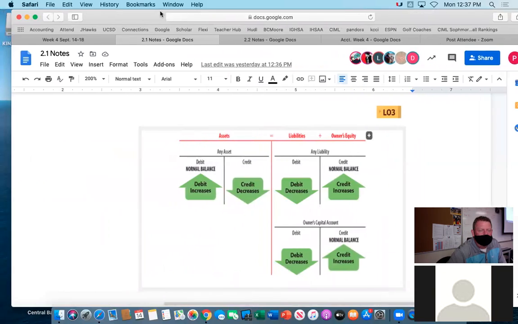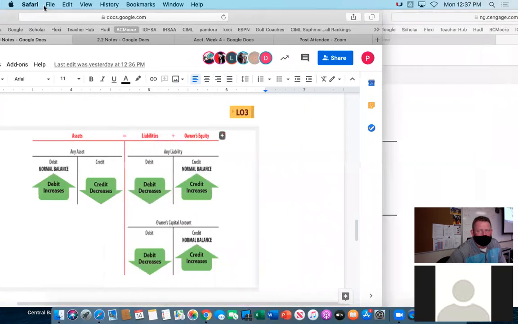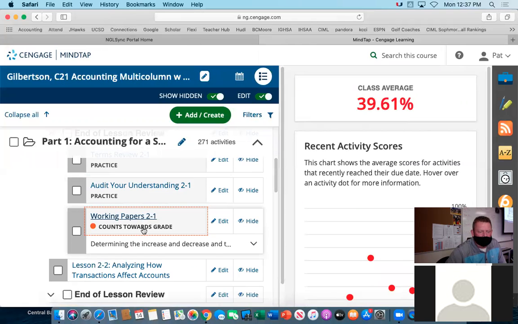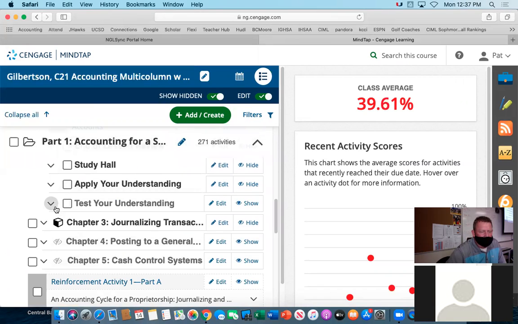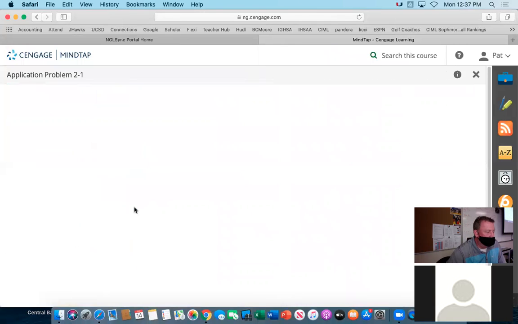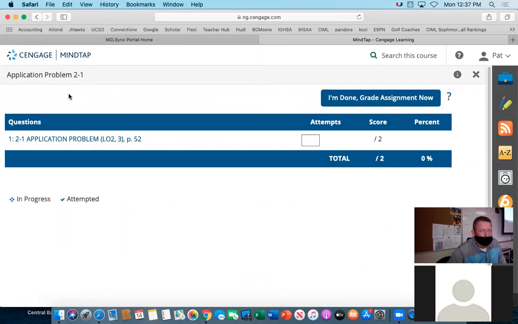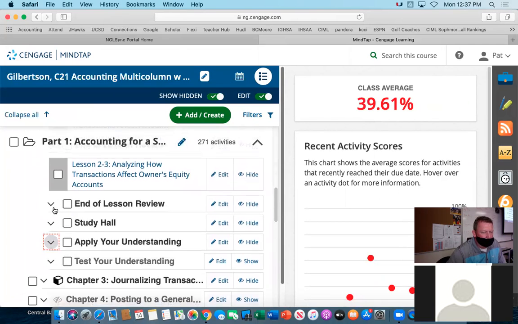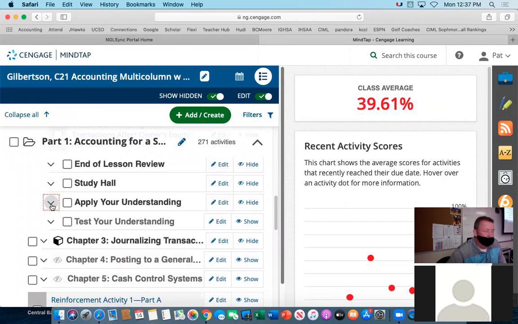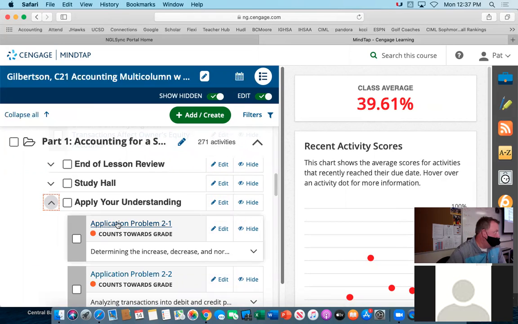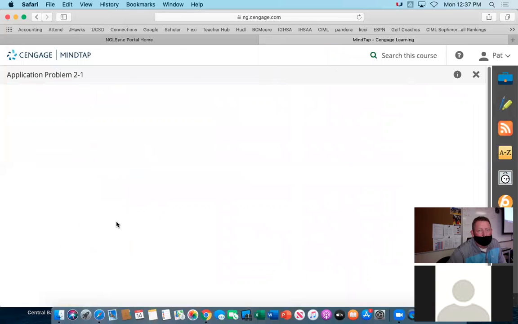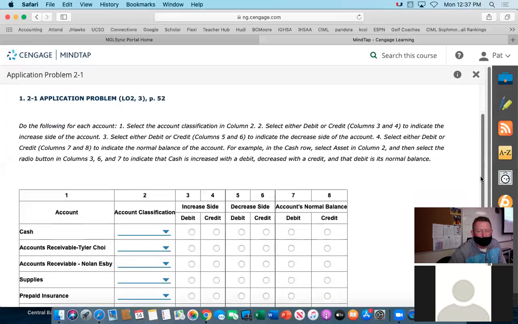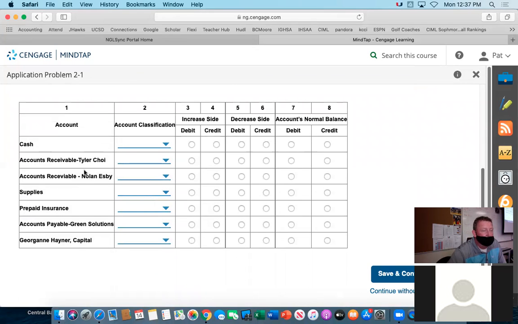Why don't we give you, say, like 10 minutes? Let's go down to the application problem because I want to help you with something. It won't take you very long. If you don't remember how to get to the application problem, you go down to where it says apply your understanding and click on application 2.1. It'll look a little different once you bring it up. So that's why I want to do this with you. I'm not going to do all of it with you. I'm going to do one line.